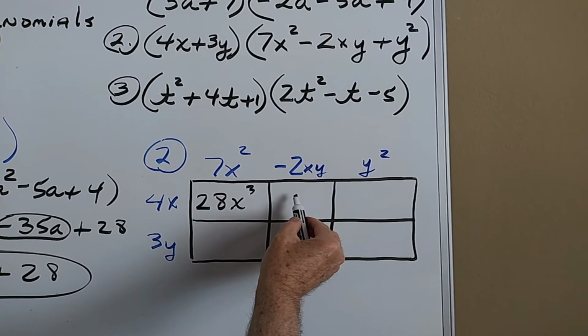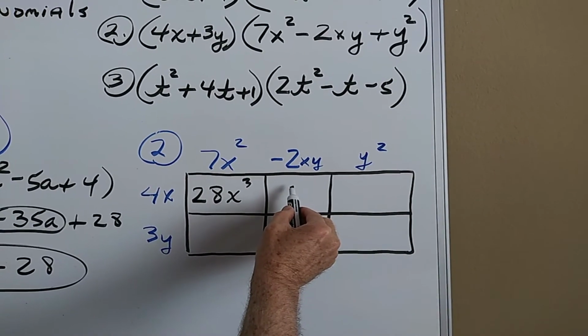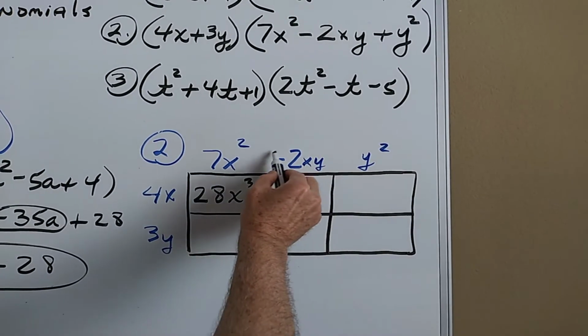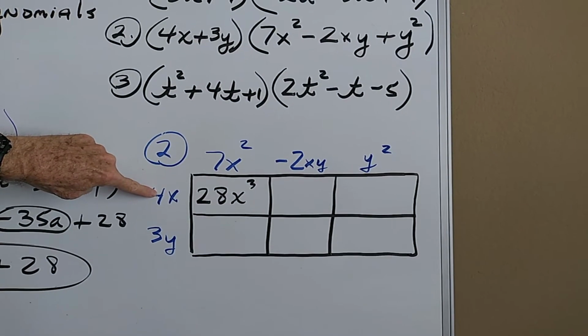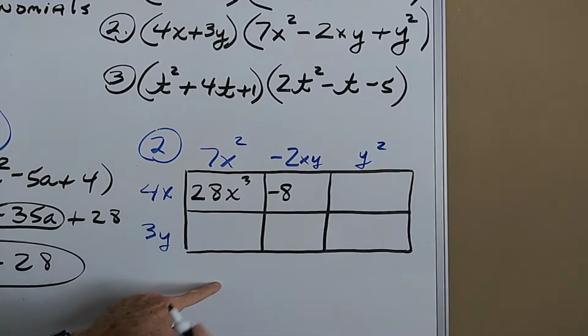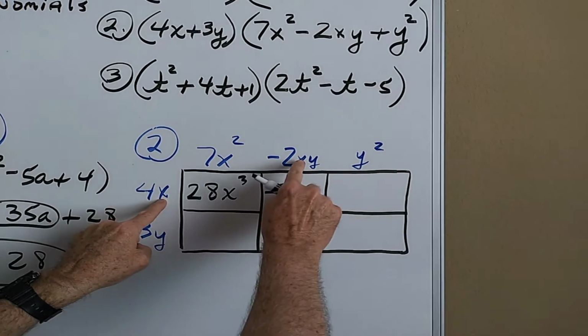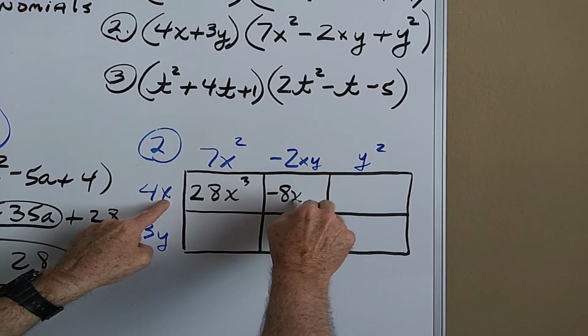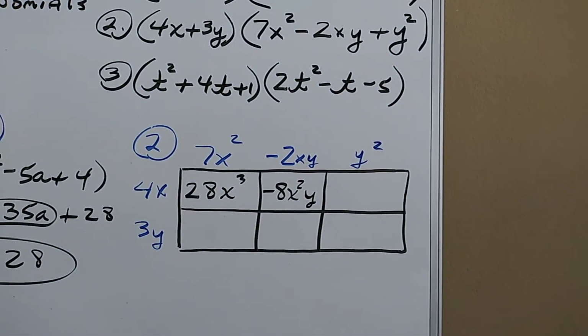Let's go to the top middle box. Take its column title, the negative 2xy, by its row title, positive 4 times negative 2, a negative 8. Be careful, x to the 1 times another x to the 1, x squared. Don't forget to bring down that y.